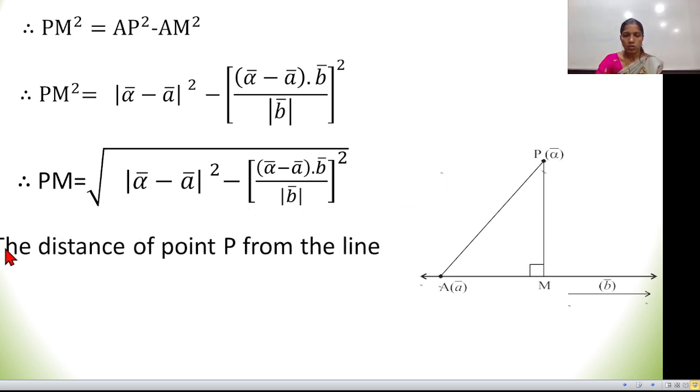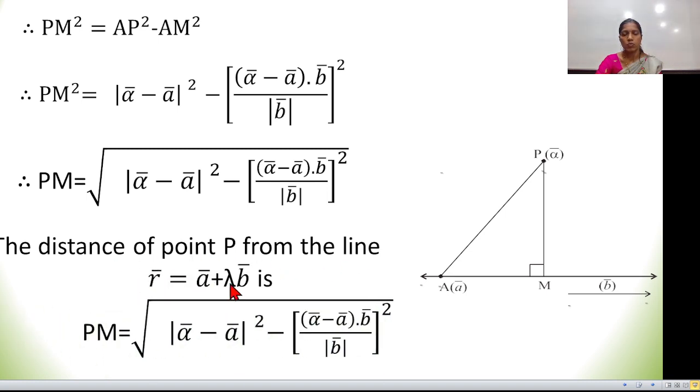So the distance of a point from the line r bar equals a bar plus lambda b bar is the length PM, and PM equals the square root of magnitude of alpha bar minus a bar squared, minus in brackets alpha bar minus a bar dot b bar divided by magnitude of b bar, whole squared.